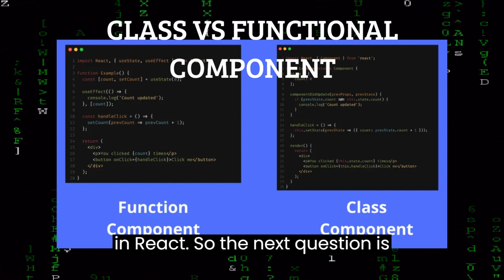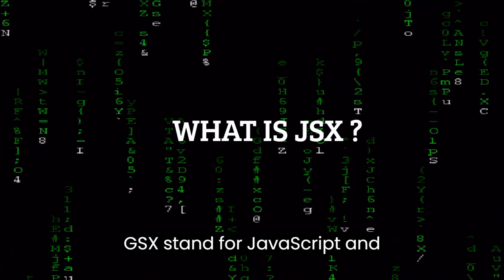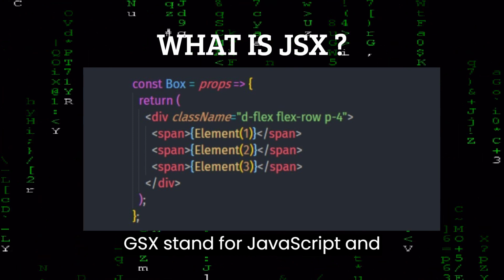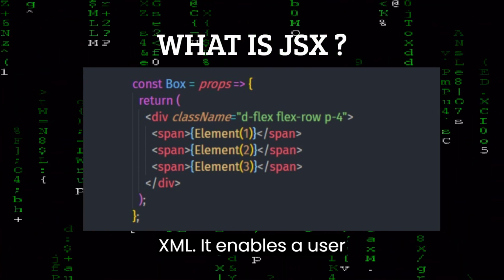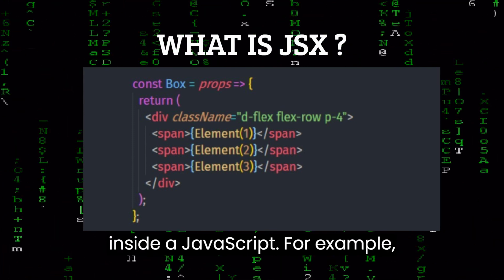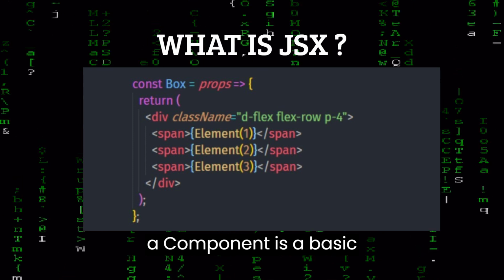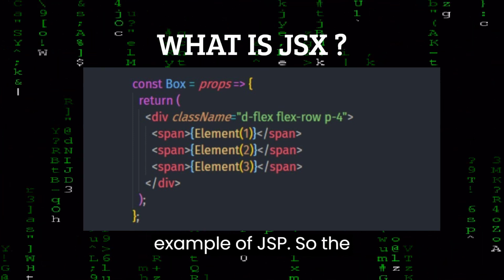So the next question is, what is JSX in React? JSX stands for JavaScript and XML. It enables a user to write XML or HTML inside JavaScript. For example, a component is a basic example of JSX.